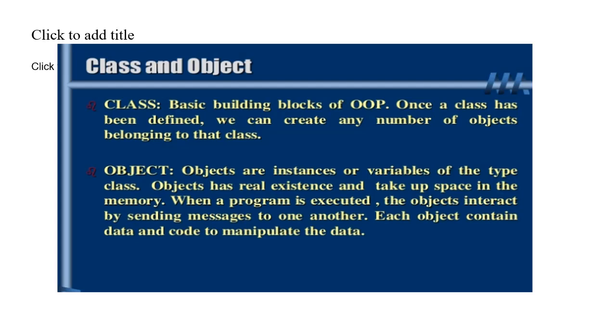Objects have real existence and take up space in memory. When a program is executed, the objects interact by sending messages to one another. Each object contains data and code to manipulate the data.